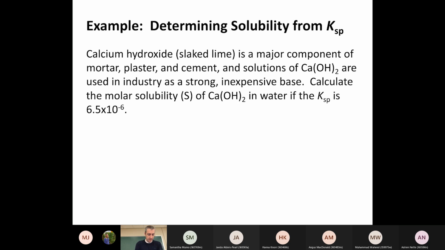Let's do an actual calculation. Calcium hydroxide, slaked lime, is a component of mortar, plaster, and cement. And solutions of calcium hydroxide are used in industry as a strong and inexpensive base. Calculate the molar solubility of calcium hydroxide in water if Ksp is 6.5 times 10 to the minus 6. So what we're going to do is write the equation out, and we're going to do essentially like an ICE box.